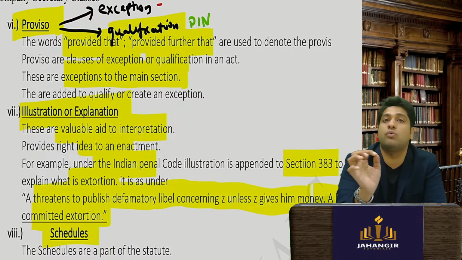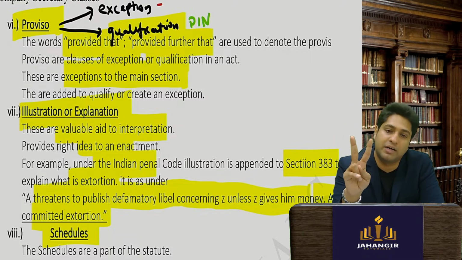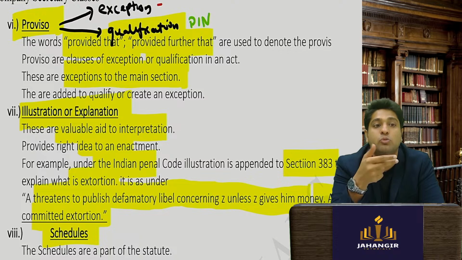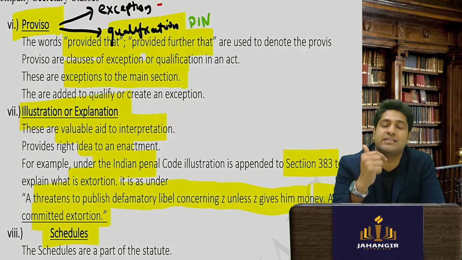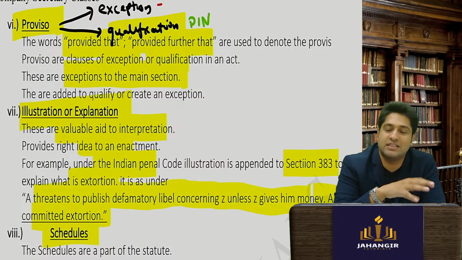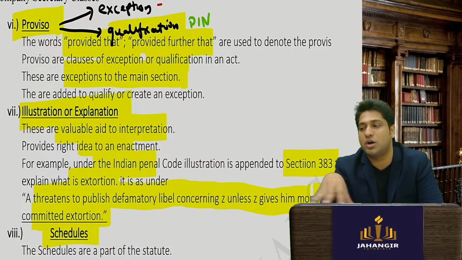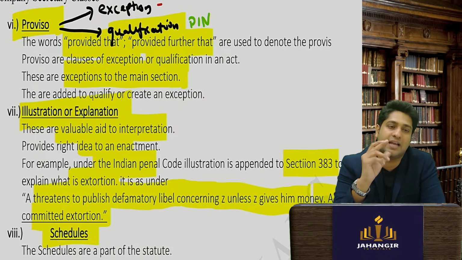Provided for a one person company and a small company, it will not be 4 times, it will be twice in a year. So what did it do? It carved an exception. Clear? So they give an exception that, listen, this is the general rule, provided this law shall not apply to XYZ. That is an exception.